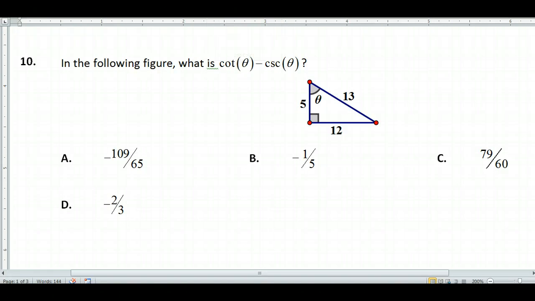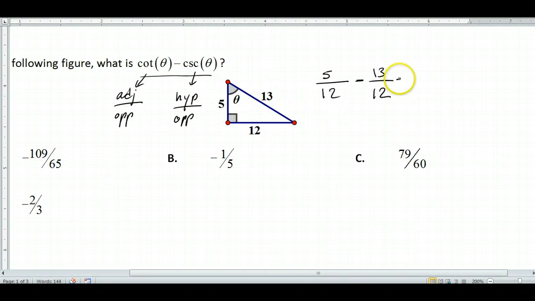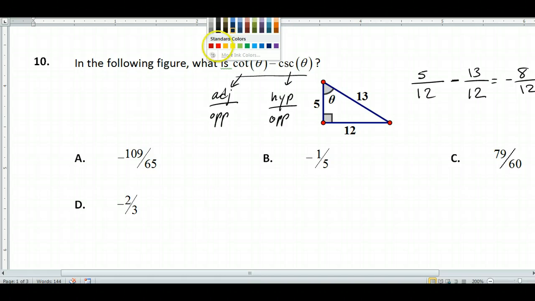Question 10, they're asking us to find cotangent theta minus cosecant theta. Gotta be careful. Theta is right here. Tangent is opposite over adjacent, so cotangent is adjacent over opposite. Cosecant is hypotenuse over opposite. So the cotangent minus the cosecant would be adjacent 5 over opposite 12, minus hypotenuse 13 over opposite 12. 5 minus 13, negative 8 over 12, divided by 4, negative 2 over 3. Negative 2 over 3, so that is going to be D.